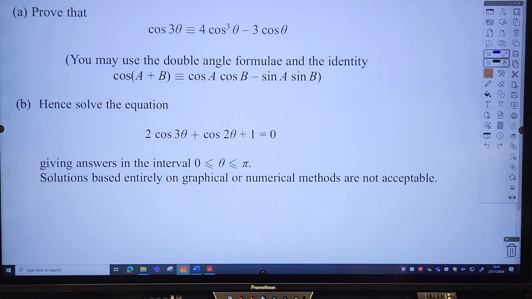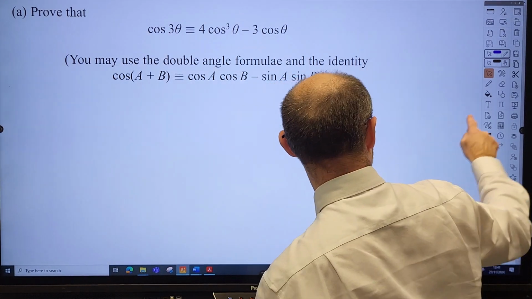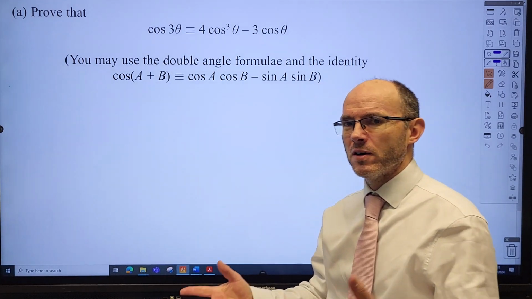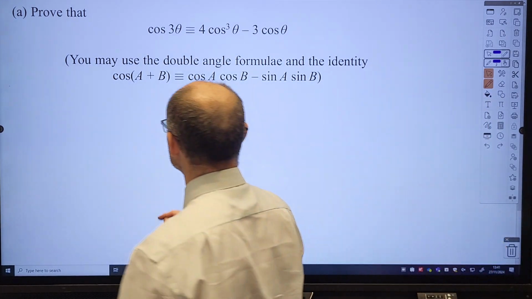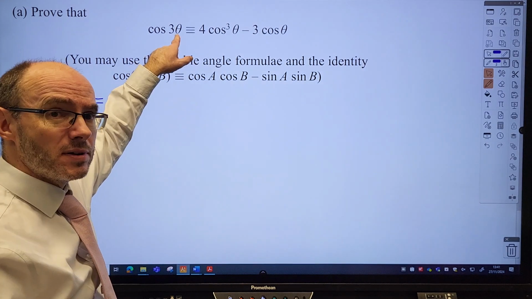I'm just going to take a step back in case you want to do a screenshot. And if you want, you can just work through it, pause the video, see how you get on, then unpause it and see just how far along you managed to get. Hopefully all the way. So look, I'm going to start with the left hand side, which is cosine 3 theta.